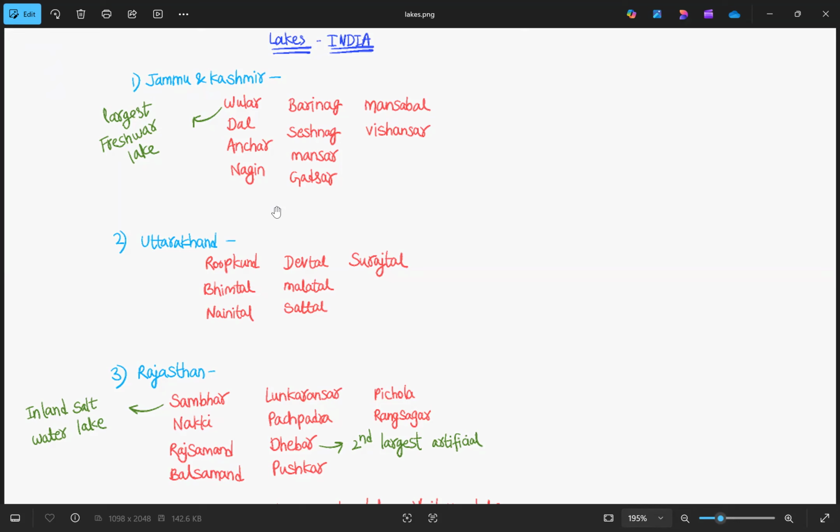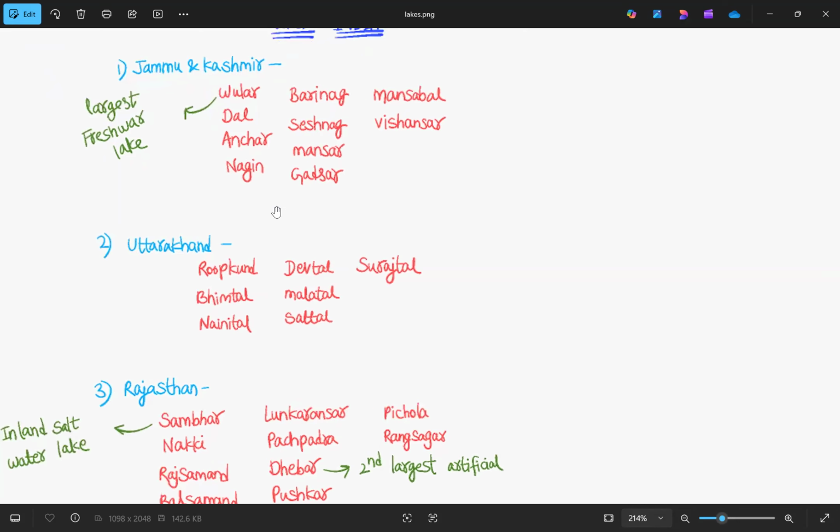So let's get started. First, we'll start with the union territory of Jammu and Kashmir. In Jammu and Kashmir, we have almost 10 lakes that are important. The first one is Wular Lake. This Wular Lake is created by tectonic activity, and the Jhelum River feeds it.